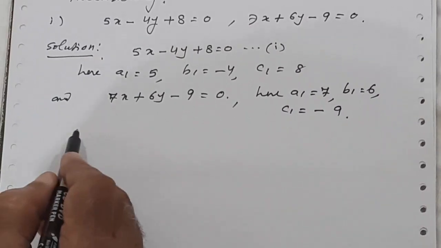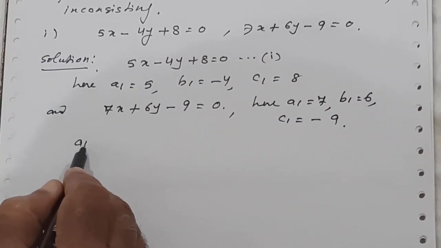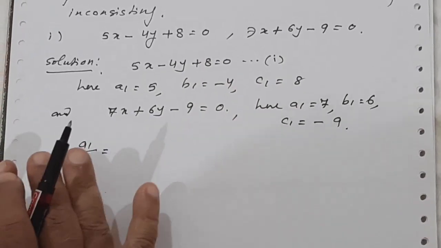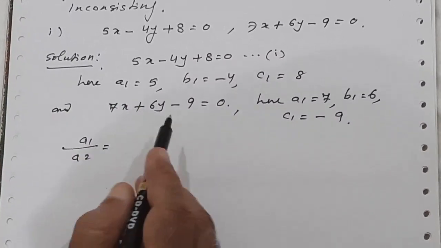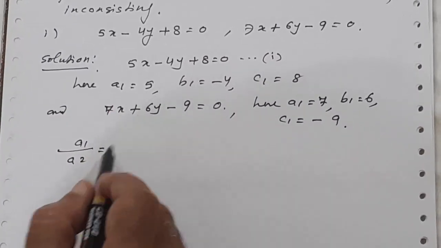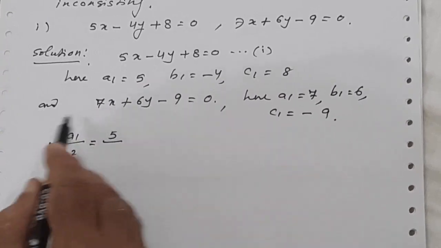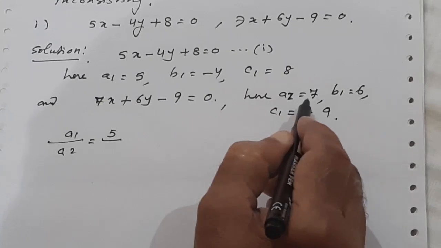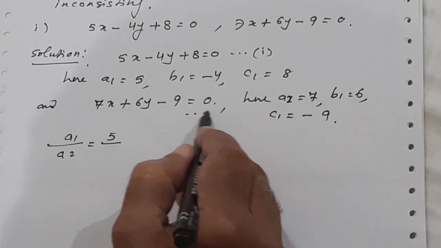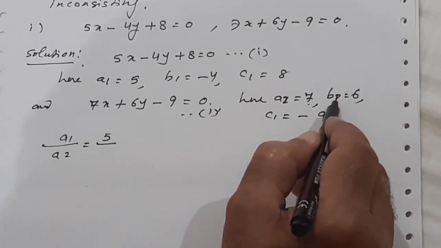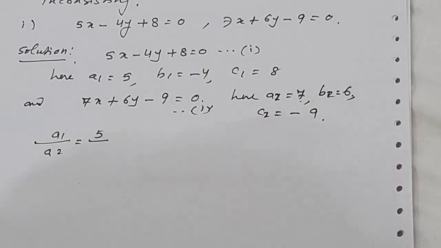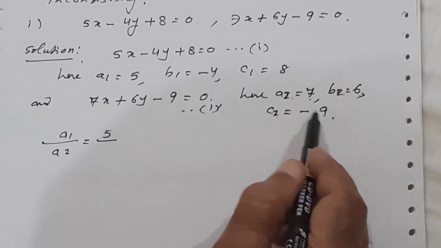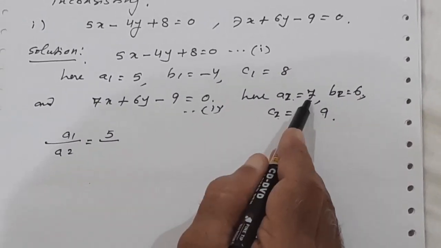Now let us find here. Now a1 upon a2 find separately. In the first example I am showing you separately, then we will take directly. So a1 upon a2, what is a1 value? 5. And what is a2 value? One minute, let me do the correction. In second equation, a2 is 7, b2 is 6, and c2 is minus 9. So this is the correction here. A2 is 7, B2 is 6, and C2 is minus 9.